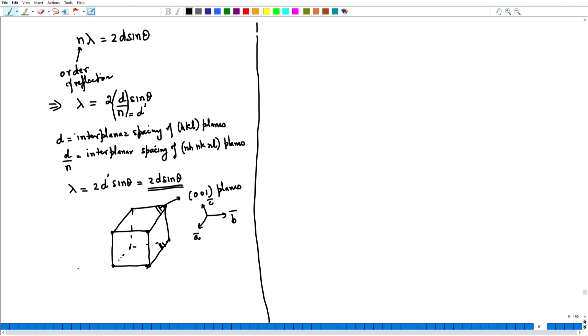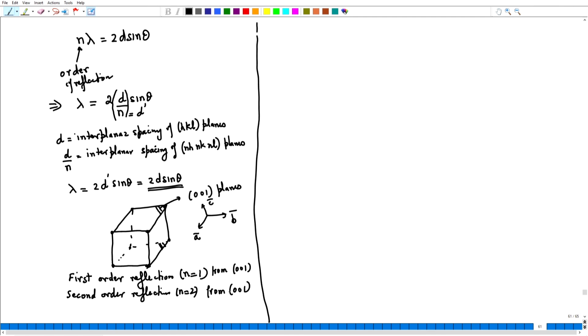Now, you can consider first order reflection, which means n is equal to 1. Now, consider second order reflection, which means n is equal to 2 from the set of planes. So, reflection from 0 0 1, here second order from 0 0 1.